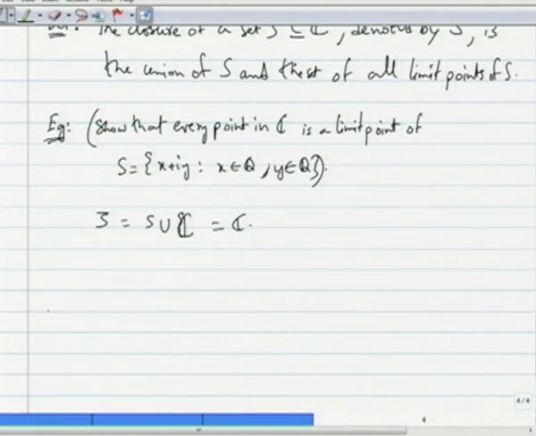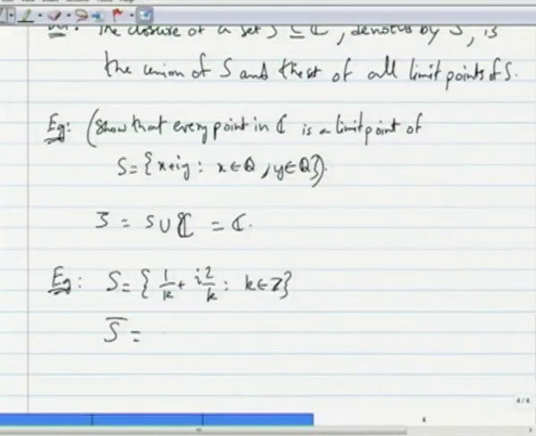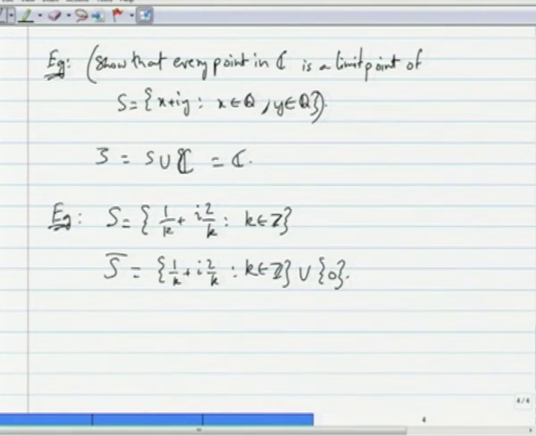And in the earlier example, S was the set of all 1 by k plus I times 2 by k such that k belongs to Z. The closure of S: there is only one limit point to S, namely 0, that we have shown. So, S closure is going to be 1 by k plus I times 2 by k such that k belongs to Z, union the point 0. That is S closure.